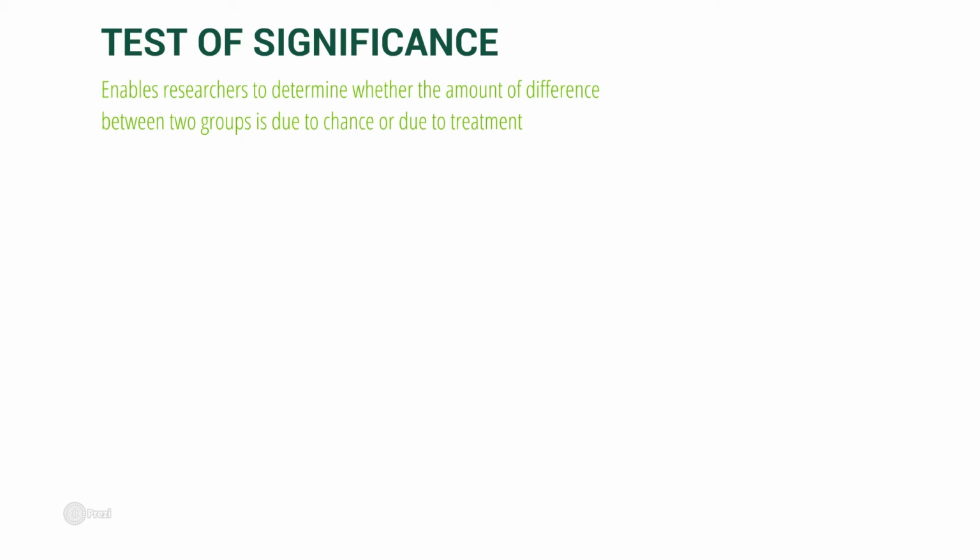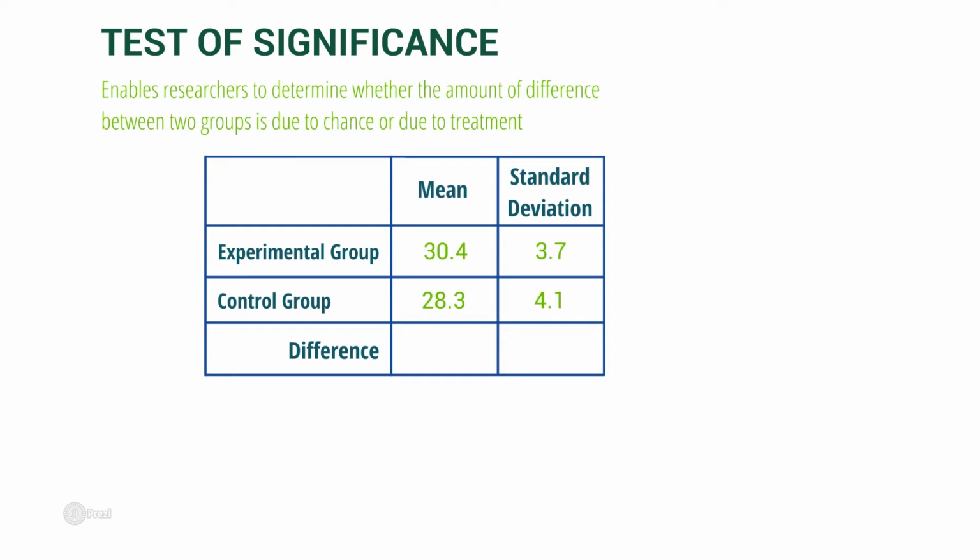Test of significance. The test of significance enables one to determine whether the amount of difference between two groups is due to chance or due to treatment. In the example, the mean difference between the experimental group and control group is 2.1, which may lead us to conclude that the experimental group performed better than the control group because the mean score is higher by 2.1 and so the treatment is effective. This is misleading because it is likely that the differences in the mean between the experimental group and the control group could have occurred by chance.